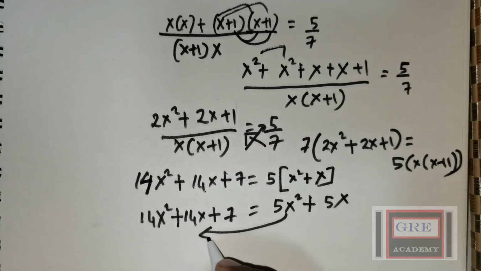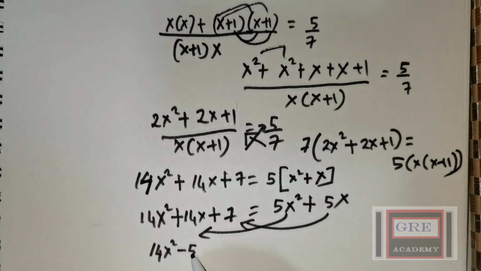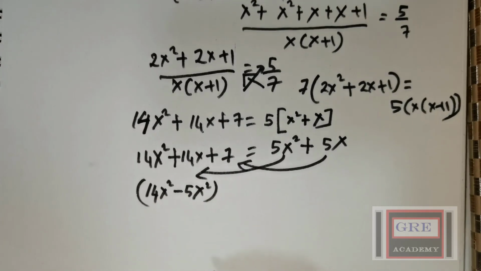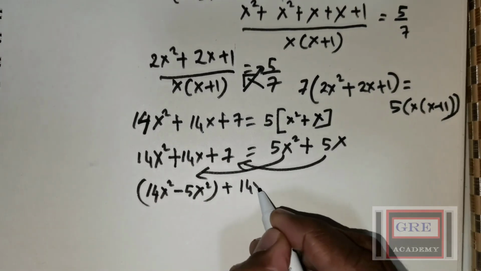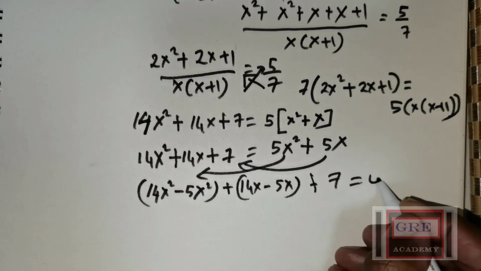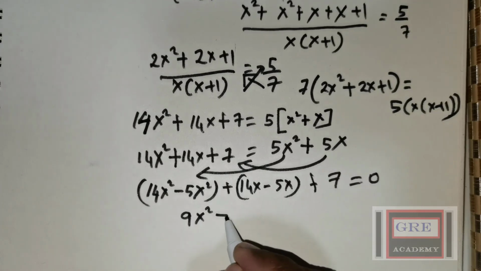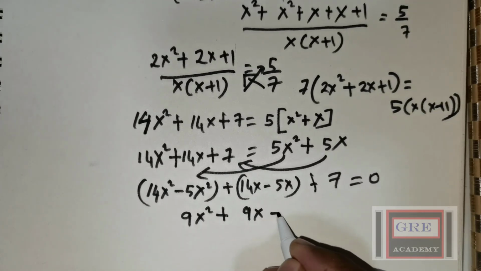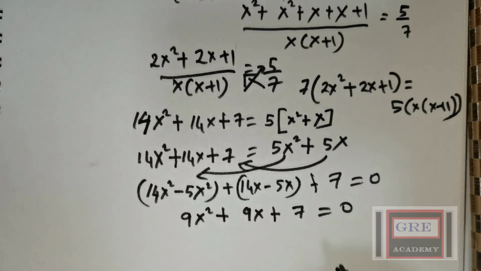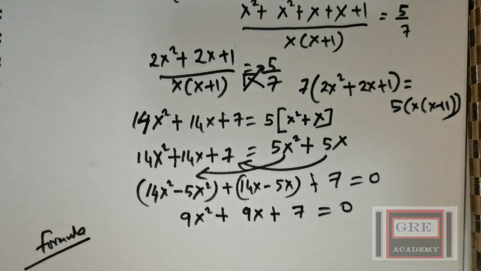I move all these quantities to the left, and that would mean I now have 14x squared minus 5x squared. That's one term. And then the other term is 14x minus 5x. That's the next term. Plus 7 is equal to 0. Now this would give me 9x squared, this would give me 9x, and this would give me 7 equal to 0. Now the best way to do this is by the formula method, by using the formula technique.